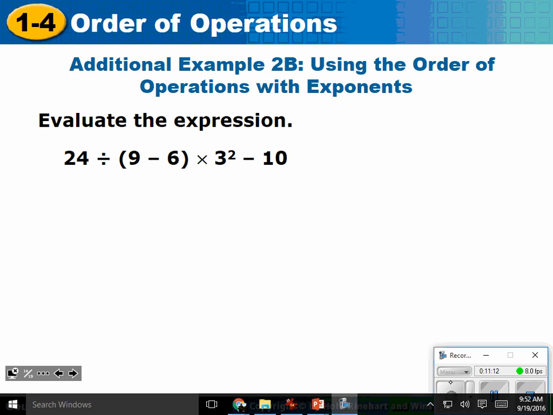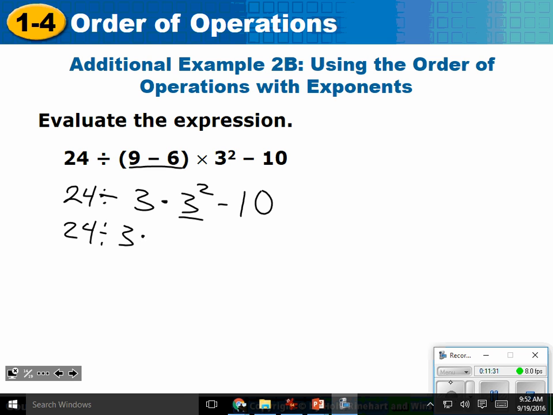Okay, so here's how you do this one. This comes first. So you got 24 divided by 3 times 3 to the second minus 10. Then you do this one. So you got 24 divided by 3 times 9 minus 10. Now our next step is multiplication and division, left to right. 24 divided by 3 is 8, times 9 is 72, minus 10, which is 62.